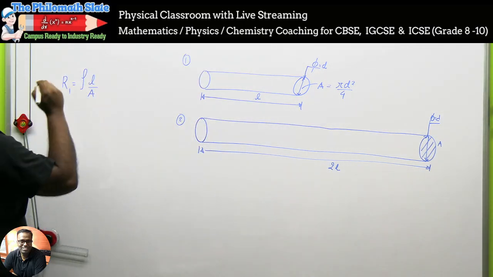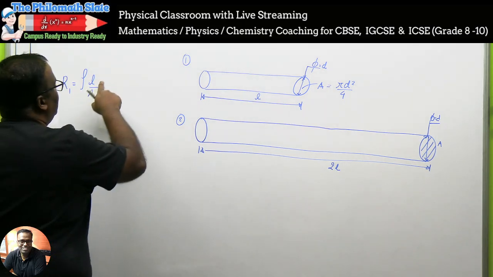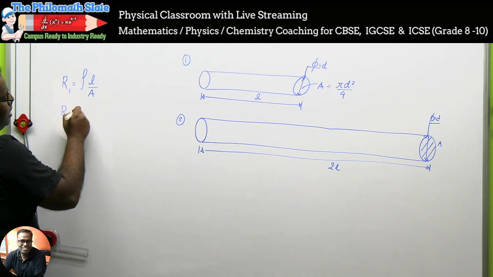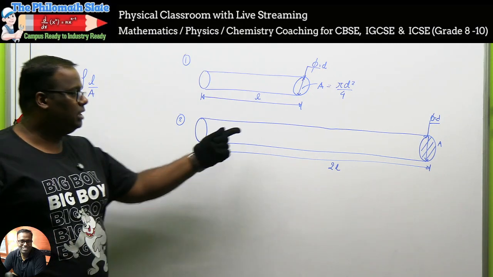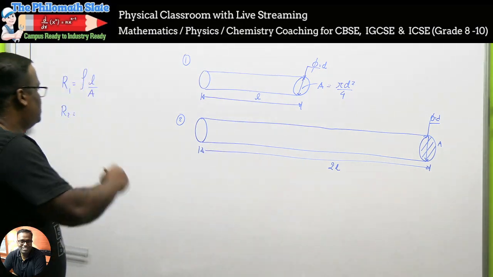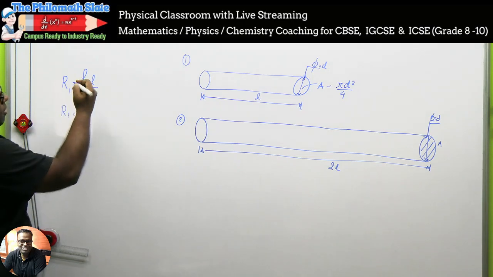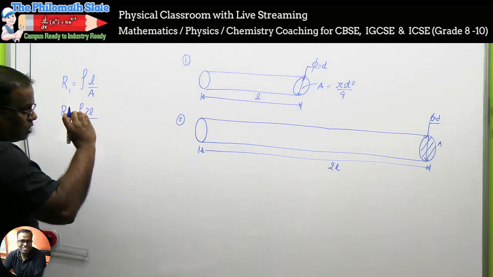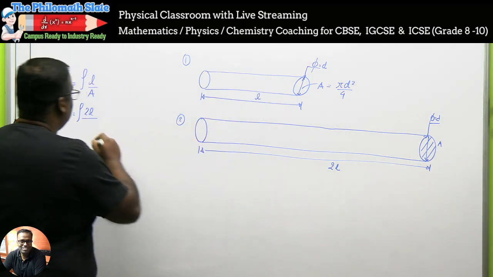So in R1 what did we get? In R1 we got rho L upon A, right? Now we look at the resistance R2. In R2, did the material change? No. So the resistivity will remain the same. What happened to the length? It became 2L. And what about the thickness? Same. So A is the same.